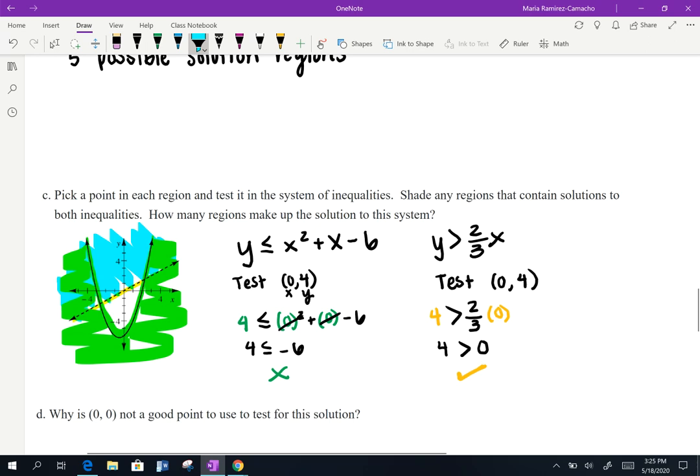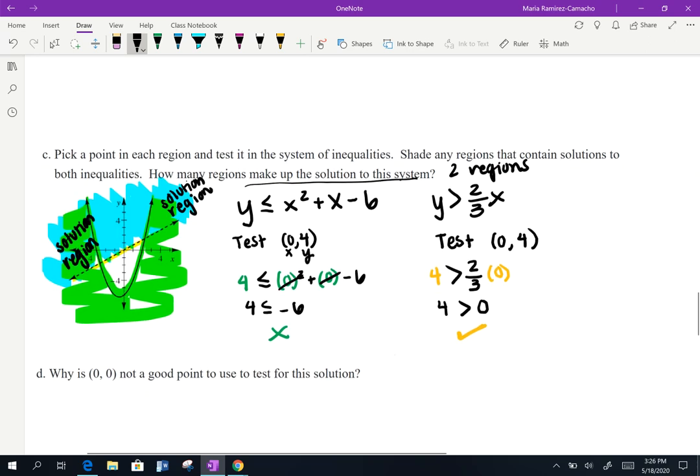You can't really see it, but I hope you can tell that because we have a blue and green in this corner, this is a solution region. And because we have blue and green in this corner as well, this is also a solution region. So in this case, how many regions make up the solution to this system? 2 regions.